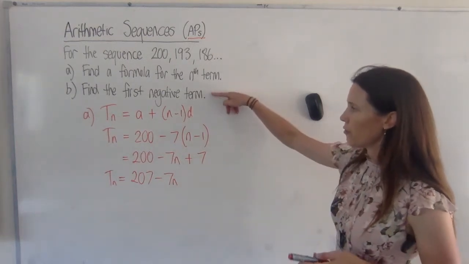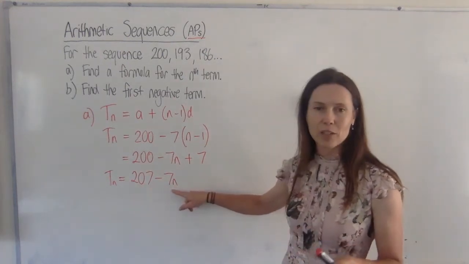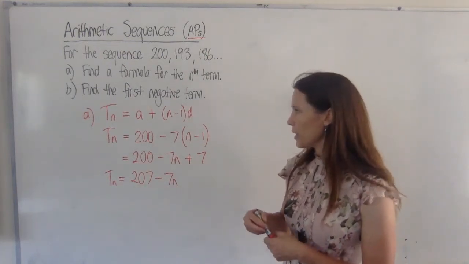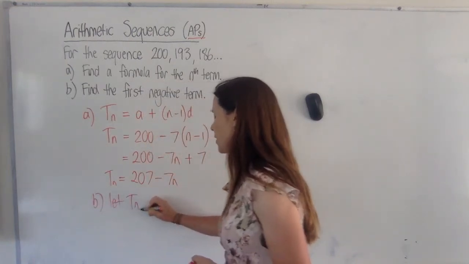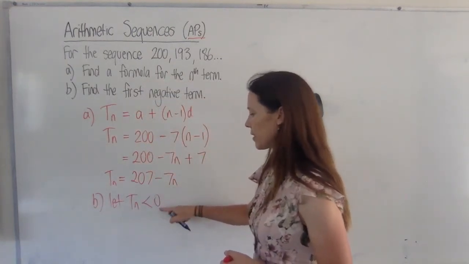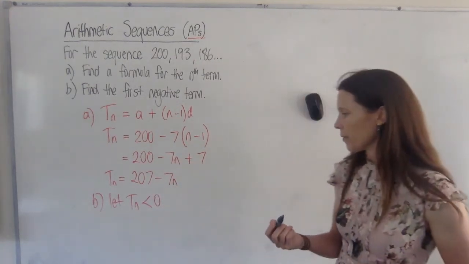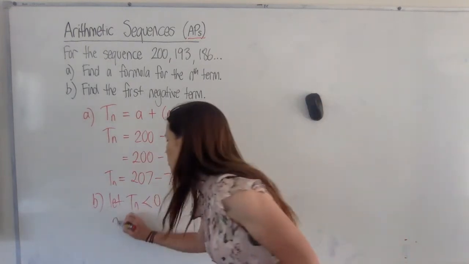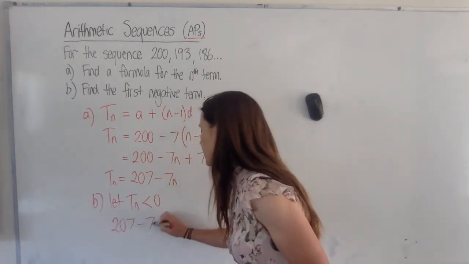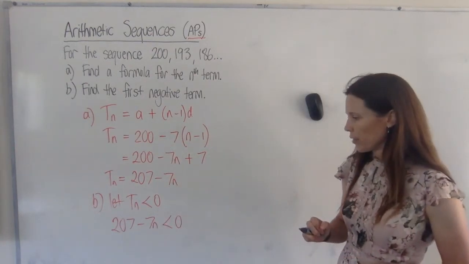Now, find the first negative term. All right, well, we've got a formula here for any term that we want to find. So all we need to do for part B is say, let's let the nth term be less than 0. That's how to make it negative, let it be less than 0. Okay, well, the nth term is all of this. So we need to just do 207 minus 7n and let it be less than 0, and then solve it to see what value of n we get.